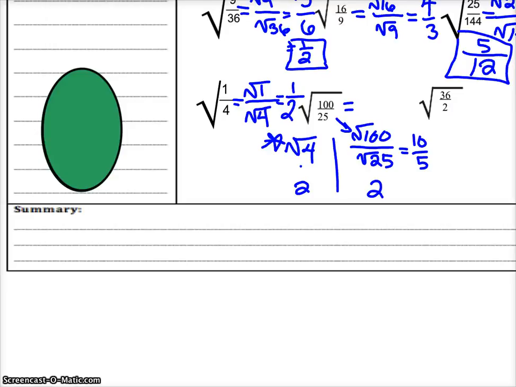36 over 2. What's 36 divided by 2? 6. 36 divided by 2. It's 18, but I hear you saying 6, so that tells me you went like this, right? Yeah. Okay. And then you get 6 on the top over the square root of 2.